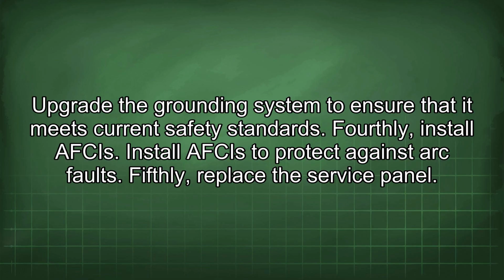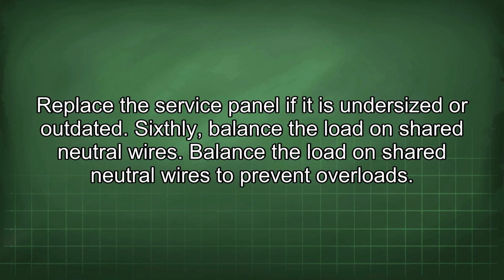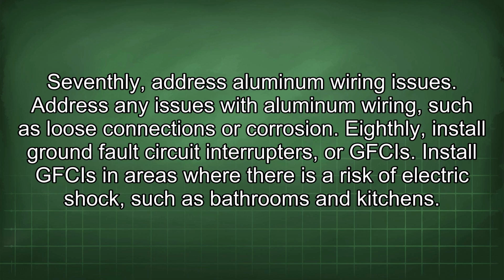Fourthly, install AFCIs. Install AFCIs to protect against arc faults. Fifthly, replace the service panel. Replace the service panel if it is undersized or outdated. Sixthly, balance the load on shared neutral wires. Balance the load on shared neutral wires to prevent overloads. Seventhly, address aluminum wiring issues.